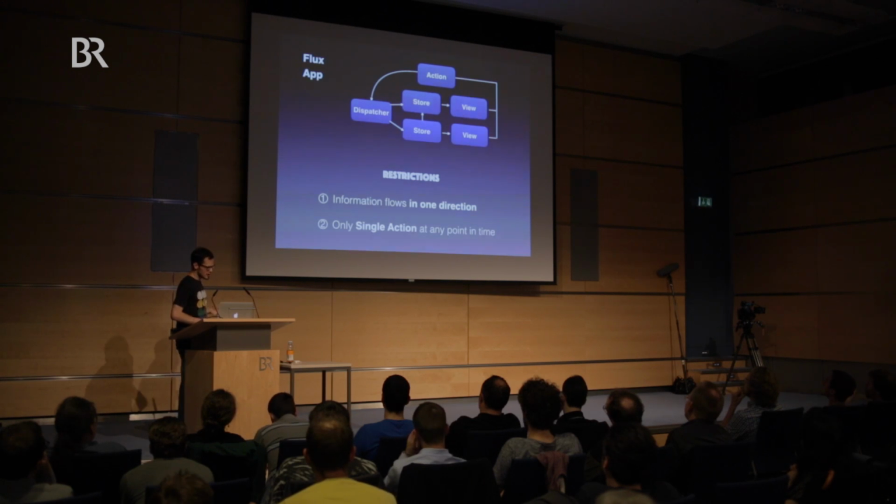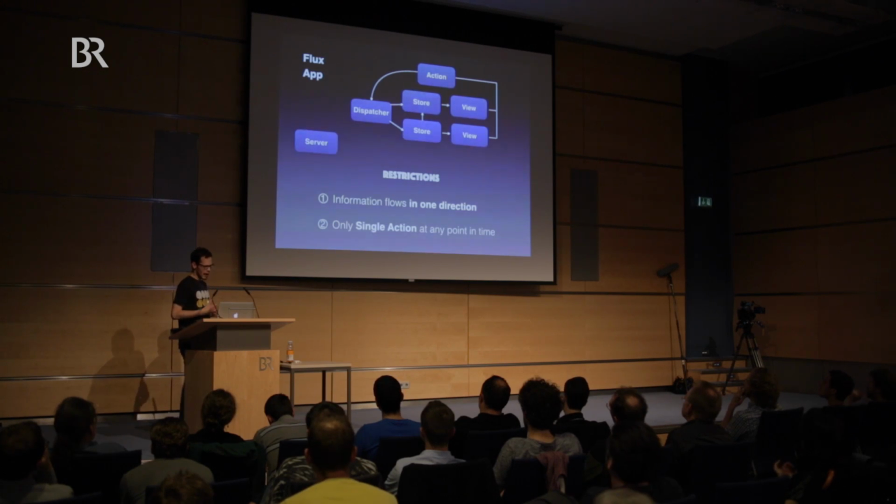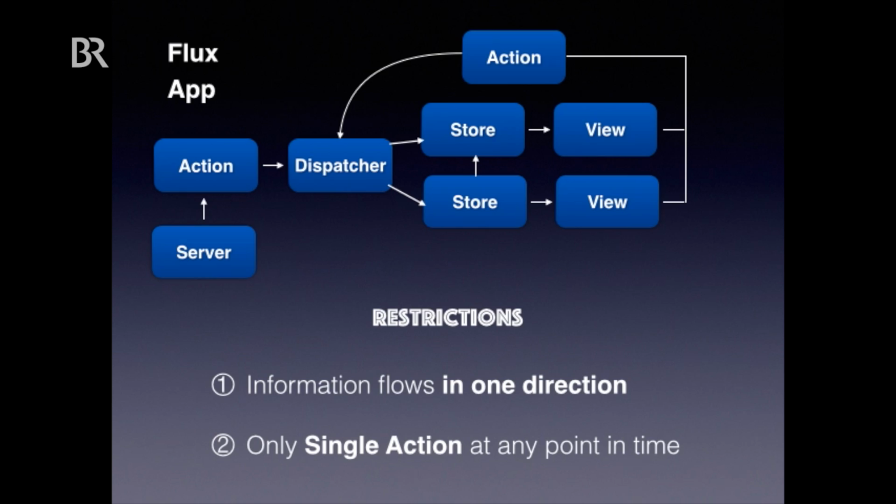So it seems we managed to enforce the two restrictions that we wanted. Information only flows in one direction, and there's only one single action at a time. Hopefully you agree that this diagram looks simpler now than where we started with all these crazy arrows. If you think about how the server component fits in there, it's really simple to model here, because a server basically creates actions again, and these actions get dispatched to your dispatcher, and that updates your entire app.